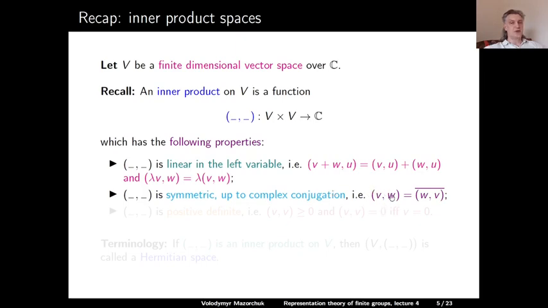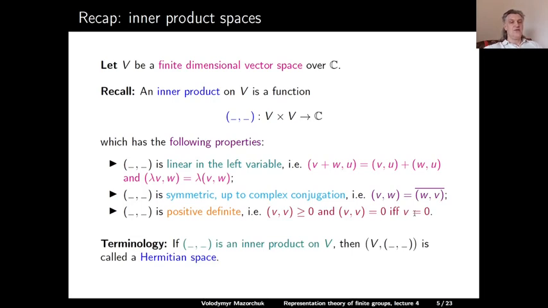So V scalar product with W is equal to the complex conjugate of W scalar product with V. And finally, it is positive definite, which means that for any vector V, V scalar product with V is a non-negative real number, and it is 0 if and only if the original vector V was 0. So if we have a fixed inner product on some finite dimensional complex vector space V, we say that the pair V and this inner product is a Hermitian space.